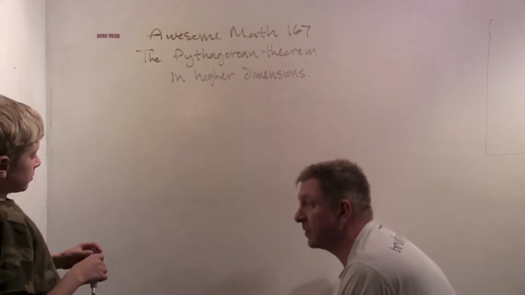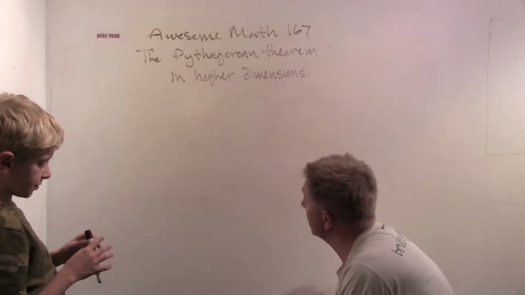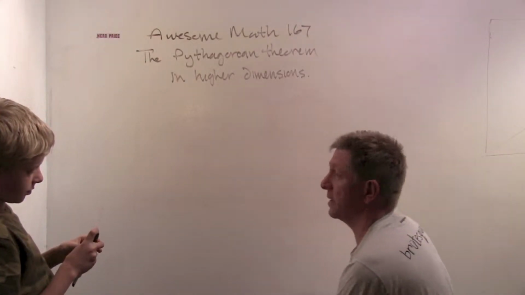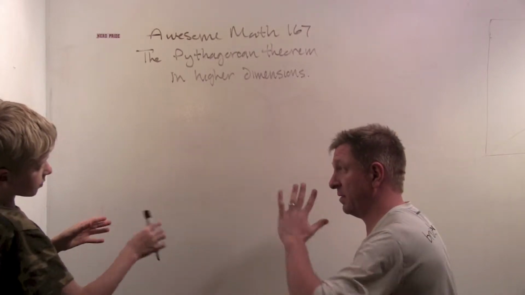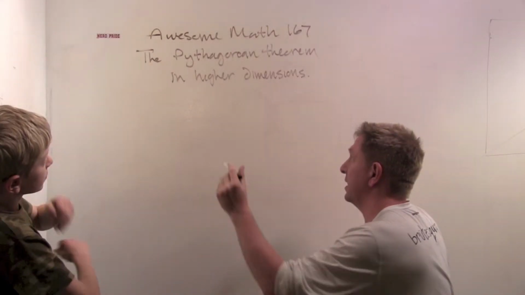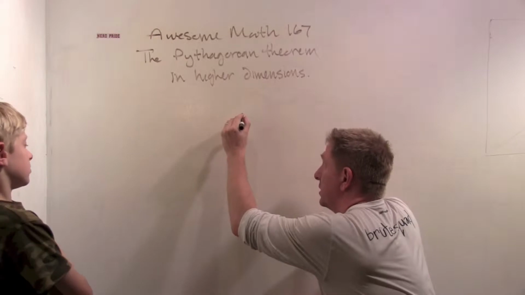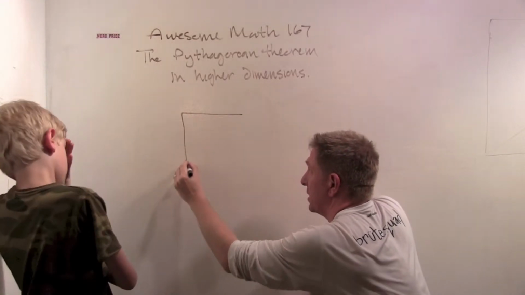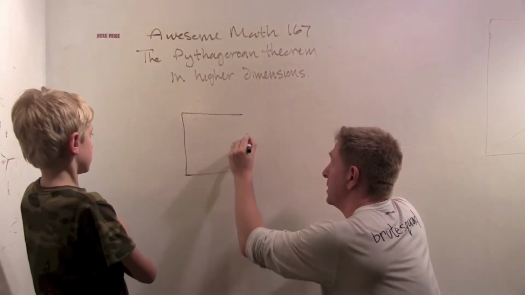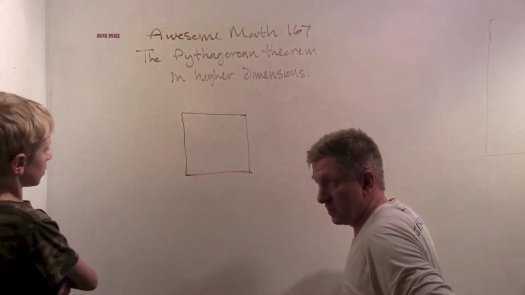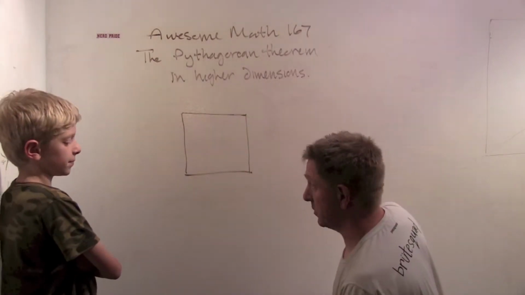So we learned about the Pythagorean theorem this morning. And I'm going to talk to you about the Pythagorean theorem in higher dimensions. We think of it on the plane, but it tells us some neat stuff about cubes in every dimension. So first we'll start out with a square, which is a two-dimensional cube, right?